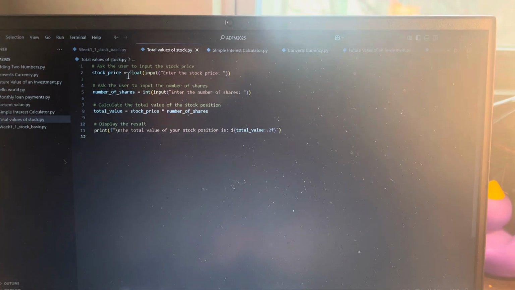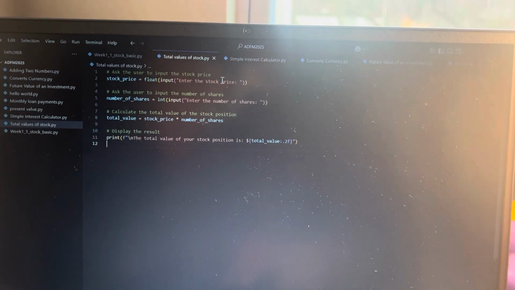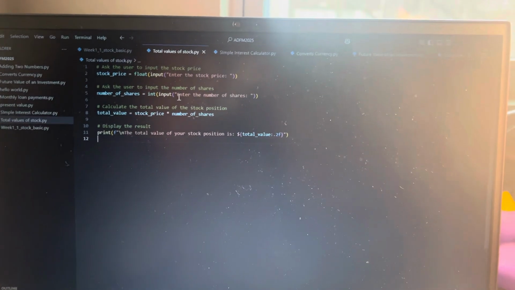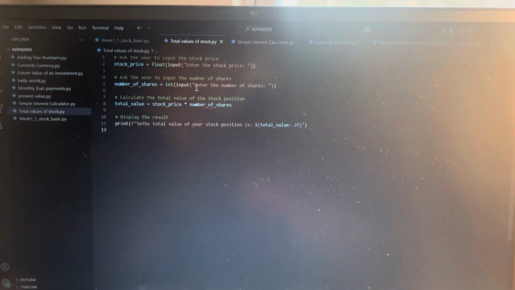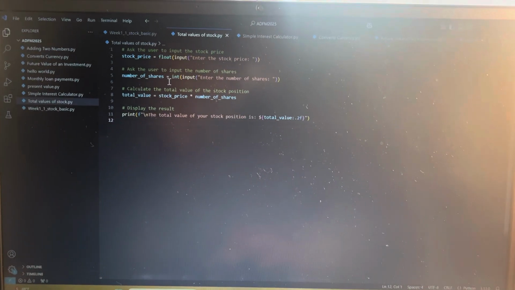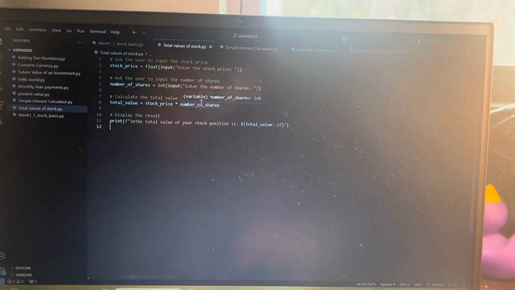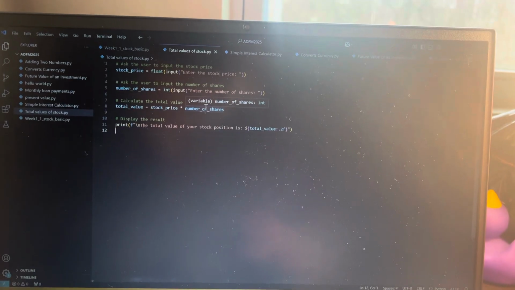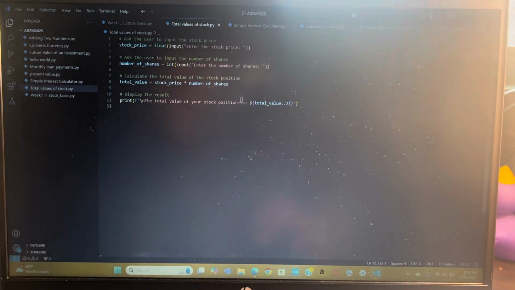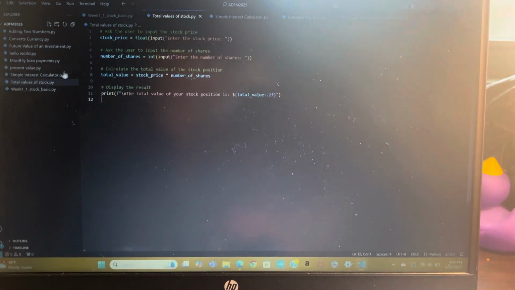Then for line 2, it prompts the user to input the stock price, where the value is converted from a string to a floating number. For line 4, it prompts the user to input the number of shares as a string, and then it is converted into an integer. Then line 6 is an assignment line that calculates the multiplication of the stock price and the number of shares. And then line 8 is what prints out the value of what was calculated in line 6.